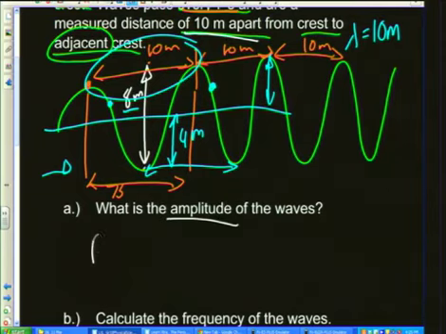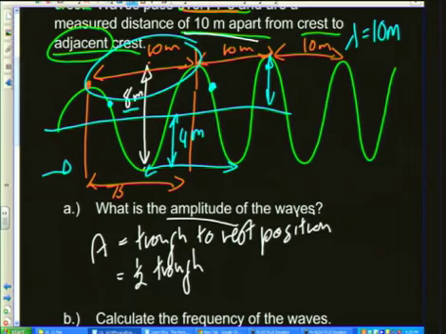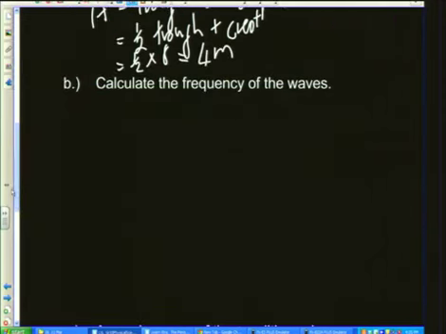So the amplitude, A, is equal to the distance from the trough to the rest position. Now, you don't have to write this out, but I'm just writing it for you so you understand. Or we can say it's half the distance between trough and crest, which means it's half of 8 meters, which is 4 meters. So we've got that. I've illustrated it. I think we sorted with that.